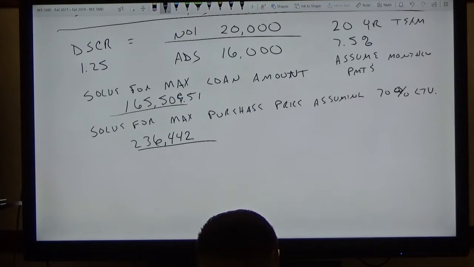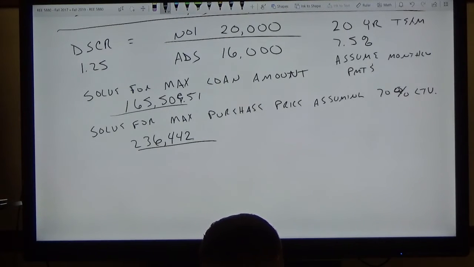Anybody else matching up with that? No, I don't even know what you did. I literally put in 7.5 for the interest, 20-year term, and I got millions of dollars. Okay, I'm not saying you're right, I'm not saying he's wrong. Here's where we go.